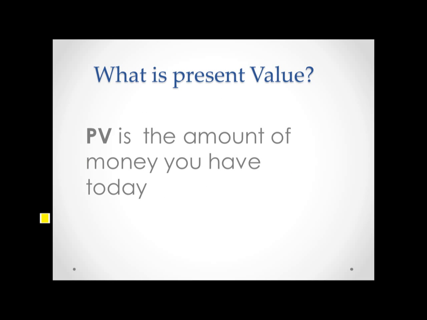So, what is present value? Well, present value is the amount of money you have today. It is the money that must be invested now to accrue to a certain amount of money in the future when compounded. You will understand what the word compounded means in a few more slides. So in simpler terms, present value is the value today of an amount of money in the future.